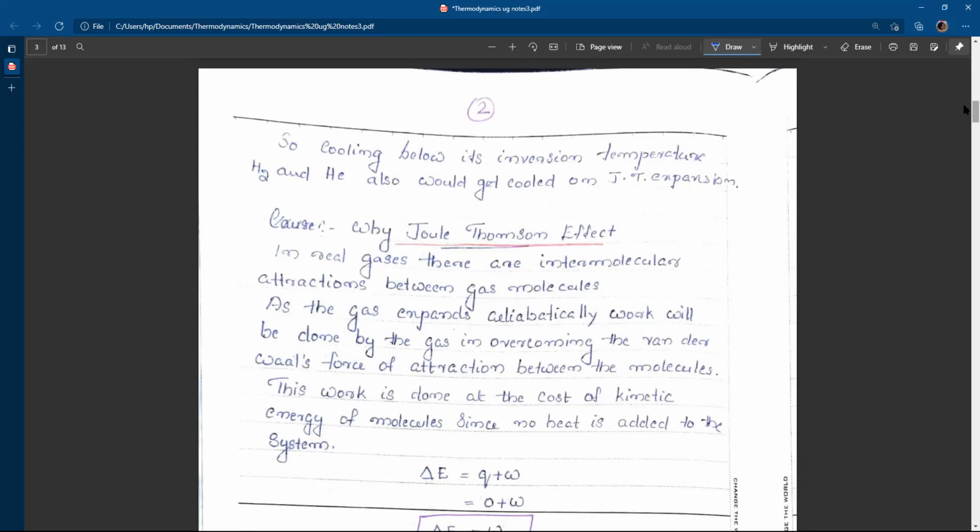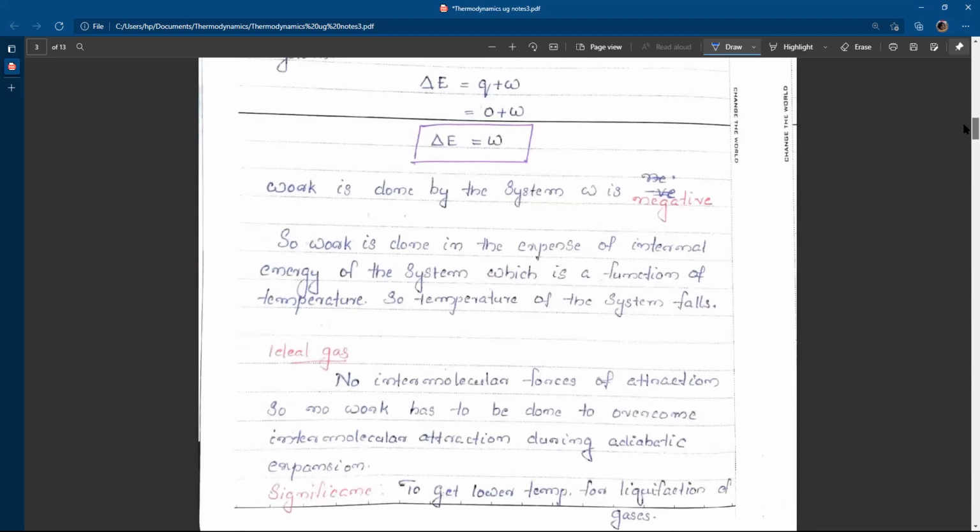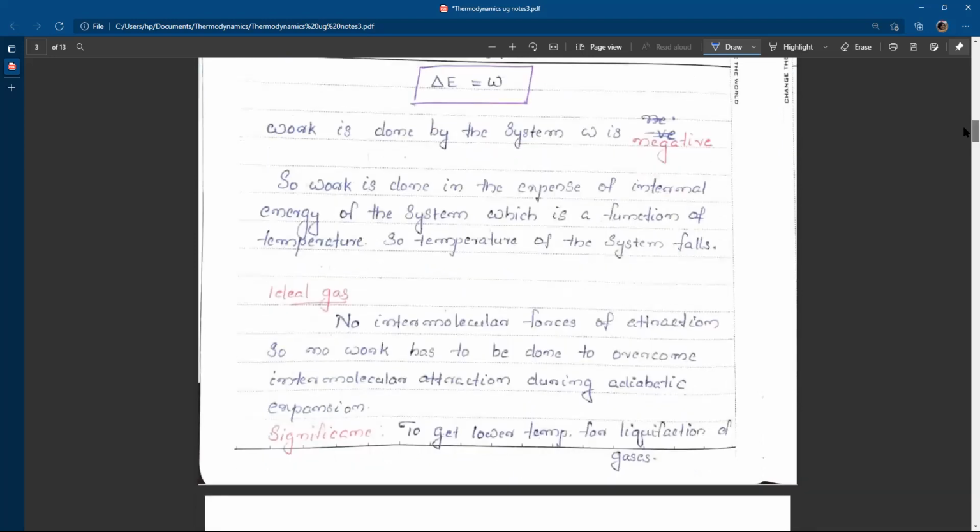So no heat is added. Since no heat is added to the system, delta E is equal to Q plus W, and we know that Q is equal to 0. So delta E is equal to W. So work is done by the system. W is negative, so work is done at the expense of internal energy of the system. So internal energy decreases, and internal energy is a function of temperature. It's directly proportional to temperature, so temperature of the system falls.